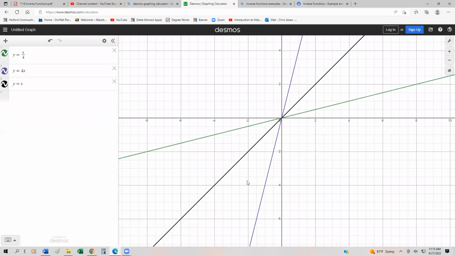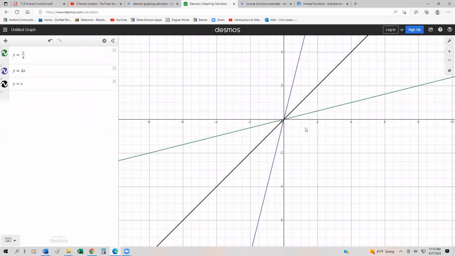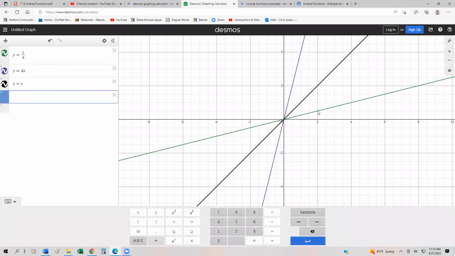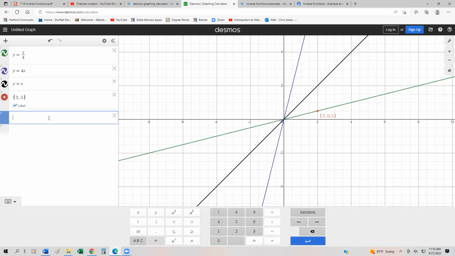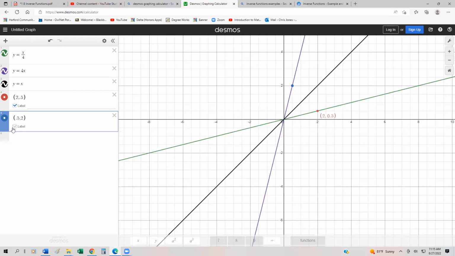I'm going to move this around a little bit. And I want you guys to take a look at a few points. I think everybody can see that this point right here might be like 2 comma 1/2. So I'm going to say 2 comma 0.5, and I'm going to label it. That means that on the inverse function, there should be a point 0.5 comma 2, which there is.